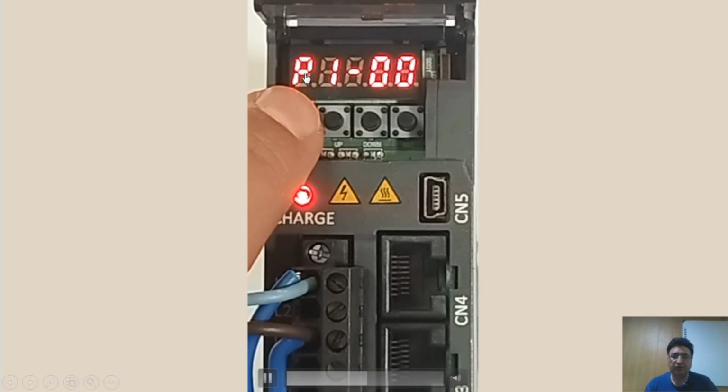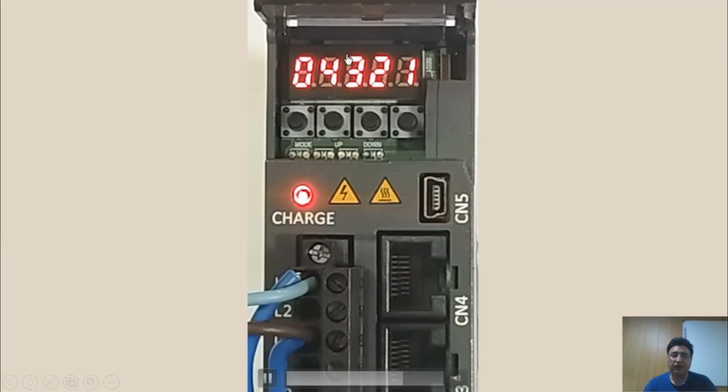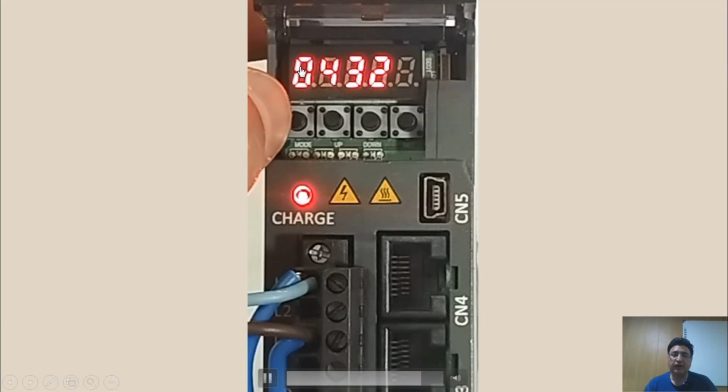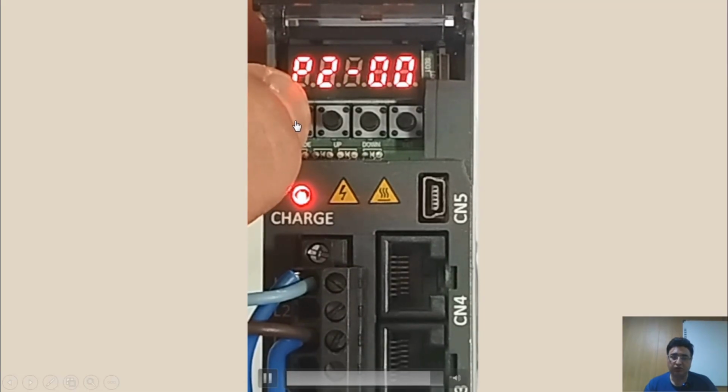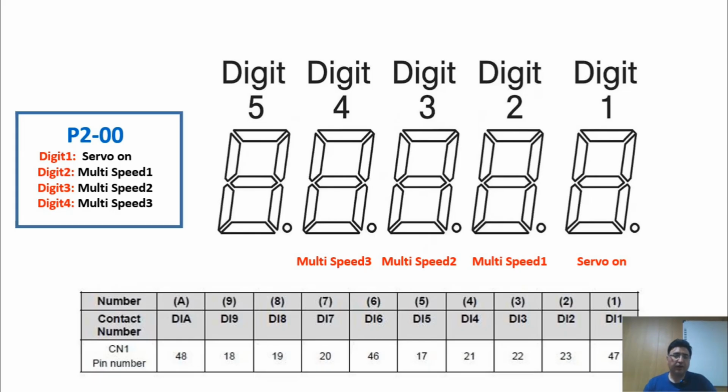For example, suppose you want to enter parameter P220. After you see P220 displayed, press button 3 once. Now, we have entered parameter P220, and we can proceed to change the values of those digits we previously mentioned. If you press the mode button again, you will exit the P220 parameter setting. So as we mentioned, parameter P220 is used to set the various functions for the servo for multi-speed 1, multi-speed 2, and multi-speed 3.